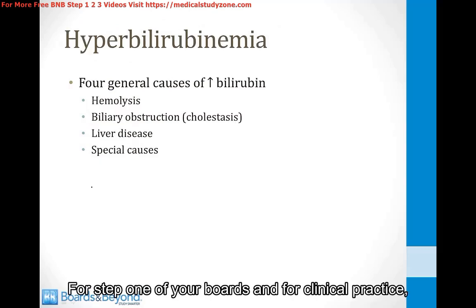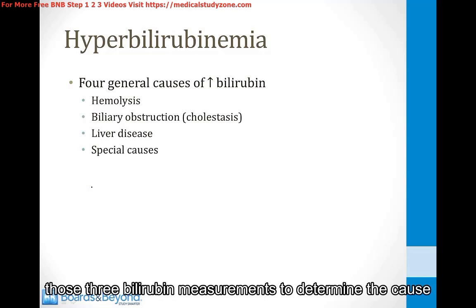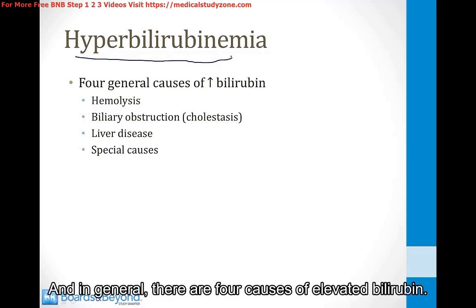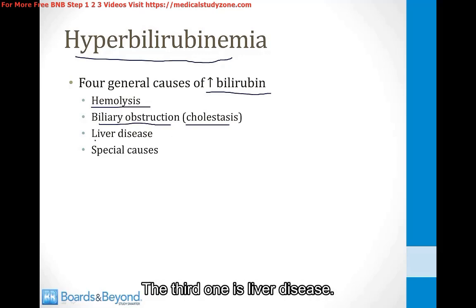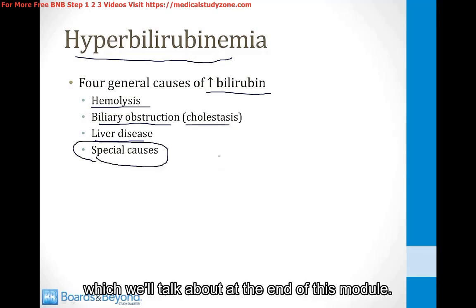For step 1 of your boards and for clinical practice, you're going to need to use those 3 bilirubin measurements to determine the cause of hyperbilirubinemia in a patient. And we'll talk about this in the next few slides. And in general, there are 4 causes of elevated bilirubin. The first one is hemolysis. The second one is biliary obstruction, which is also called cholestasis. The third one is liver disease. And then finally, there are special causes, which we'll talk about at the end of this module.